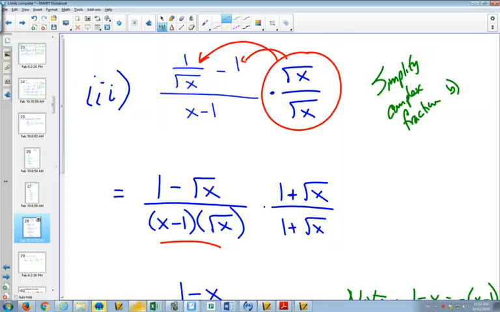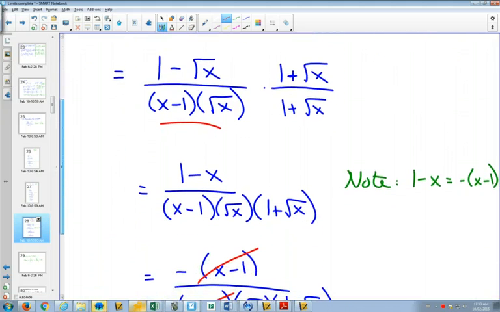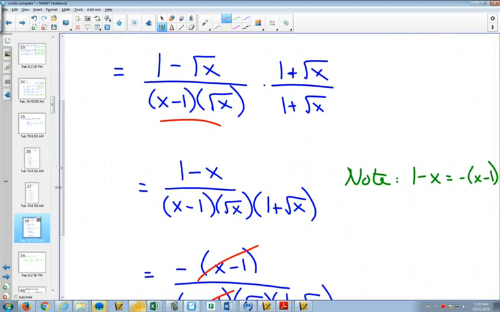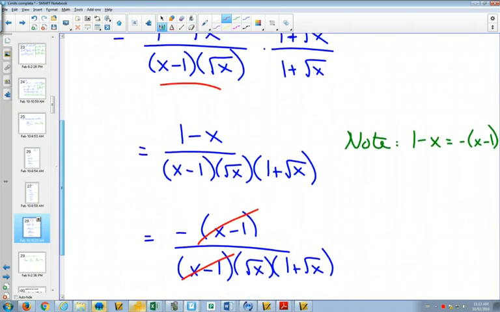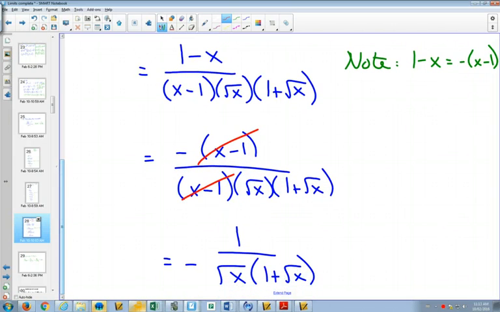And then everywhere from now on will be exactly the same as we had before. We multiply by the conjugate. We have to use our special note and factor out the negative so that things simplify. And then when we multiply it through, we get our answer.